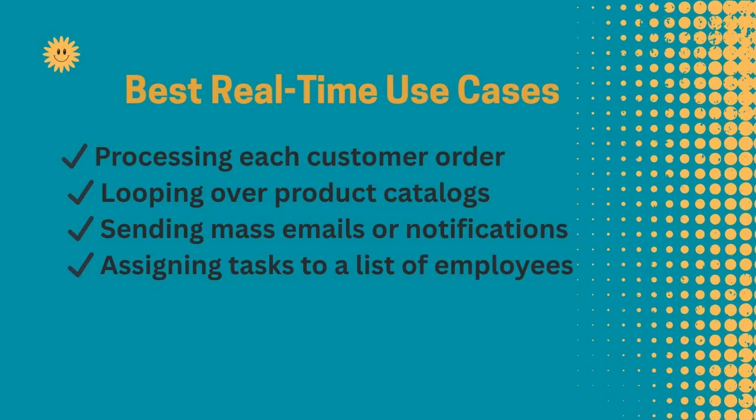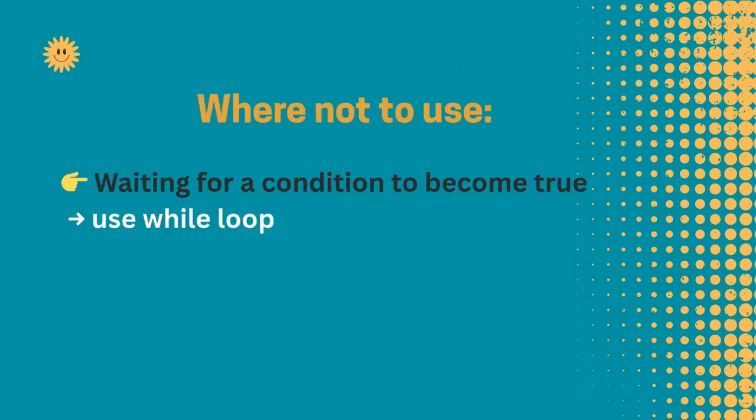Best real-time use cases. When to use for loop: processing each customer order, looping through product list, assigning tasks to team members, sending notification. When not to use: waiting for uncertain conditions, use while loop. Some mini real-time projects. Email reminder system.